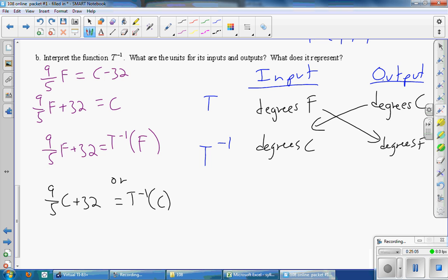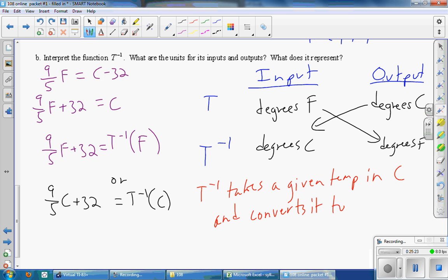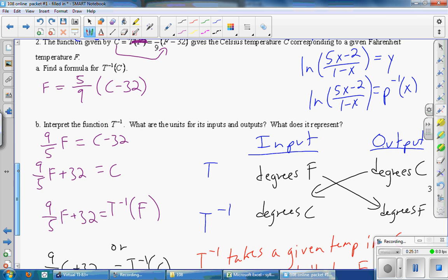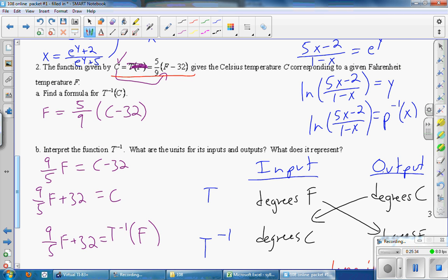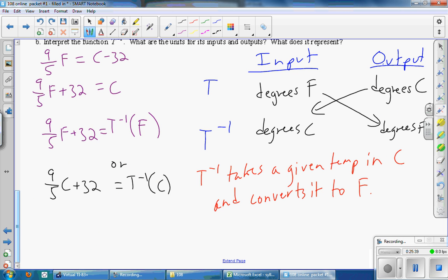And so then what does T inverse represent? Let's see, T inverse takes a given temperature in Celsius, that's the input, and converts it to Fahrenheit, which is exactly the opposite of what the original function did. The original function, T, takes a given temperature in Fahrenheit and converts it to Celsius. The inverse function does the opposite. In red there, it says it takes a temperature in Celsius and converts it to Fahrenheit.